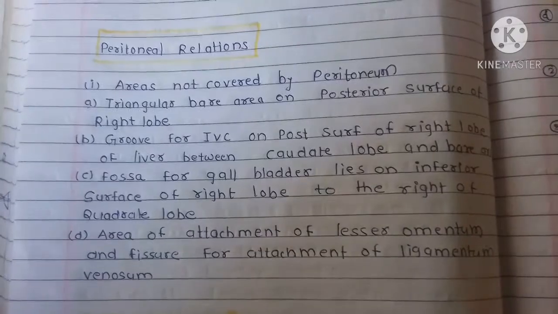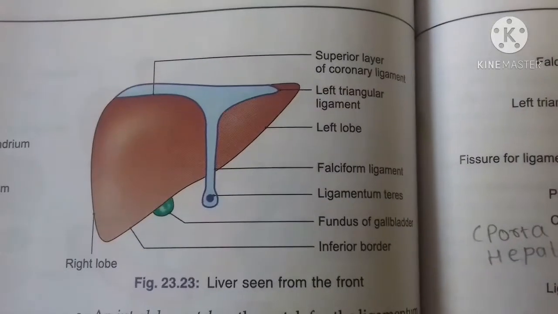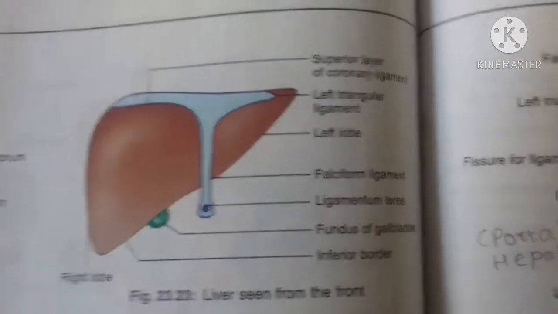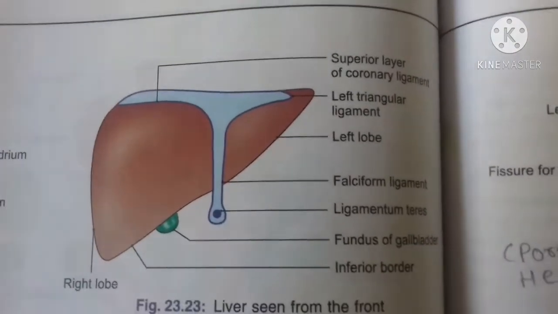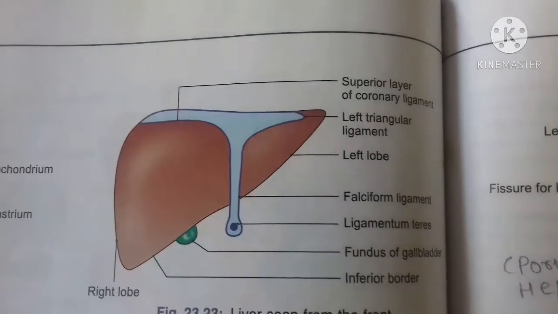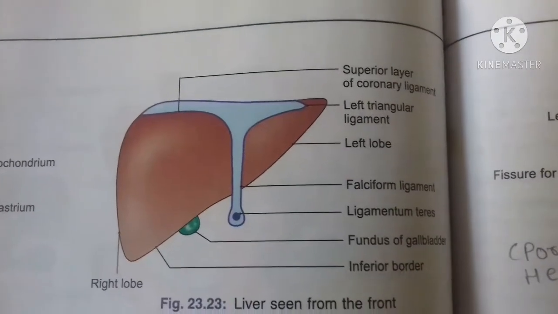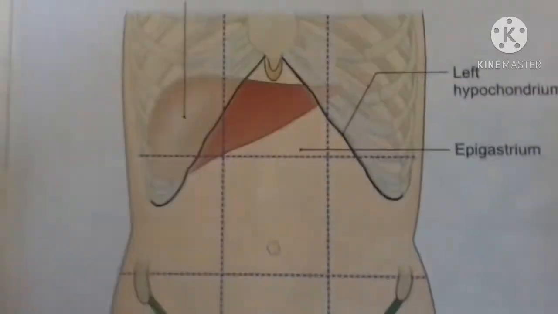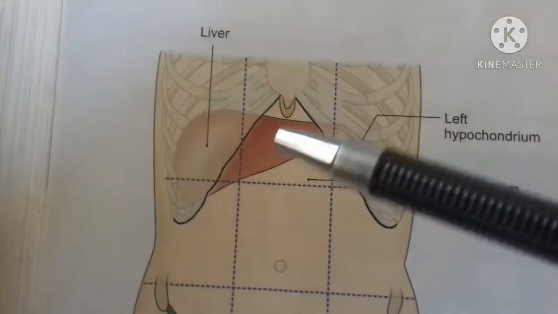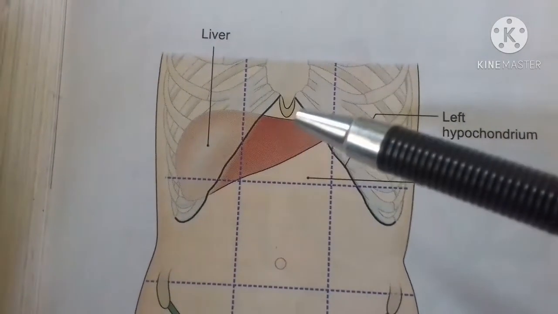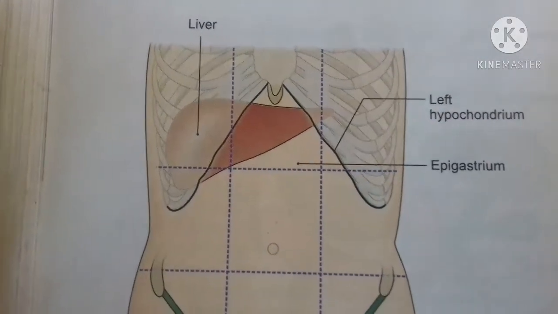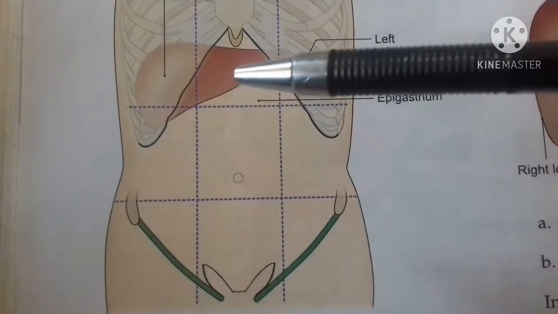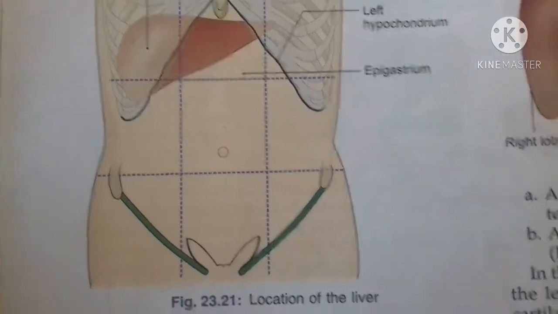Then we come to the next relation. Now the visceral relation, that is on the anterior surface. The anterior surface is triangular and slightly convex upwards. It is related to the xiphoid process. Here is the xiphoid process. In the median plane it is attached to the anterior abdominal wall, which we have already seen.